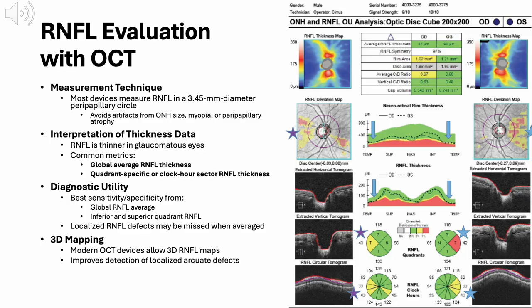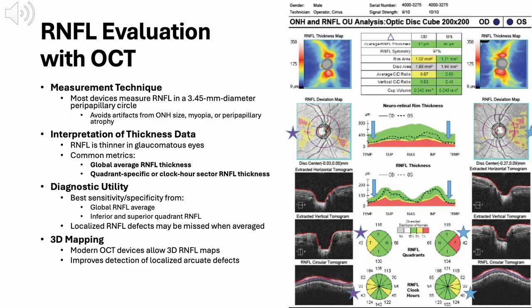That said, localized RNFL defects can sometimes be missed when relying solely on averages, which is why careful visual inspection of the deviation maps is essential. Lastly, modern OCTs provide 3D RNFL maps, which enhance our ability to detect subtle or localized arcuate defects, especially useful in early glaucoma. So, in summary, peripapillary RNFL scanning provides robust, reproducible data, but accurate interpretation requires attention to both global and localized patterns.